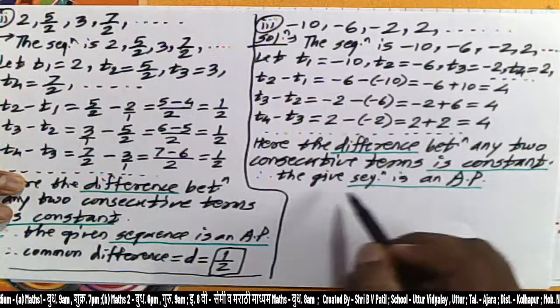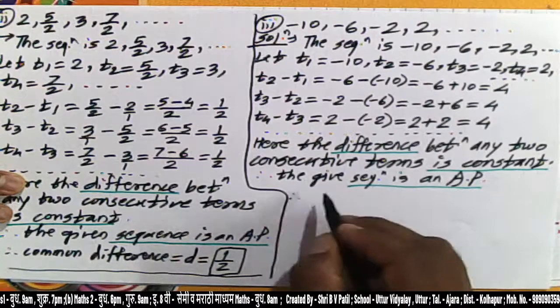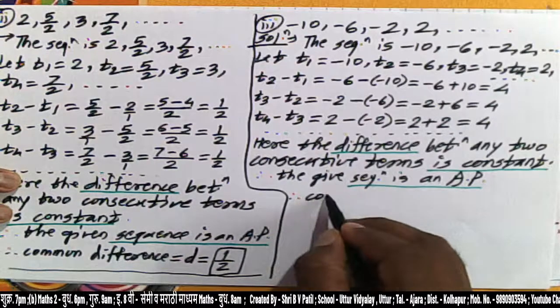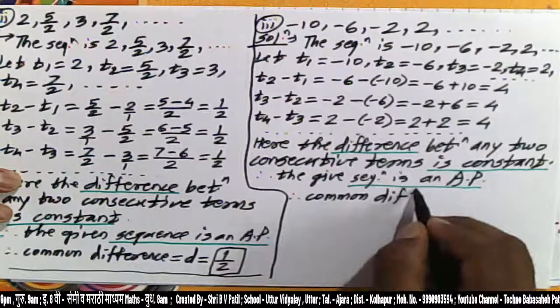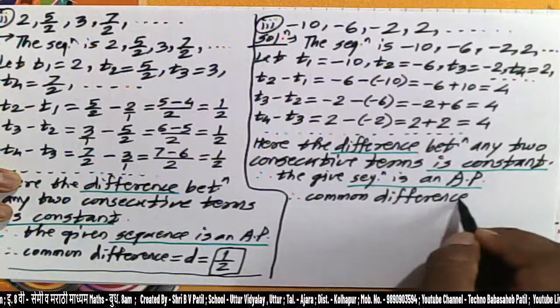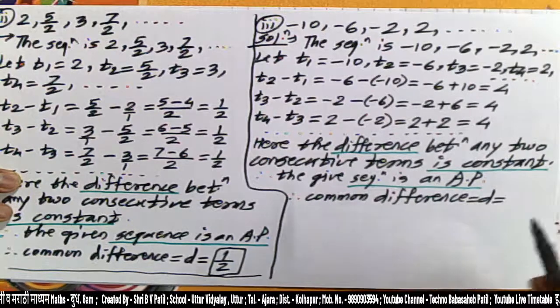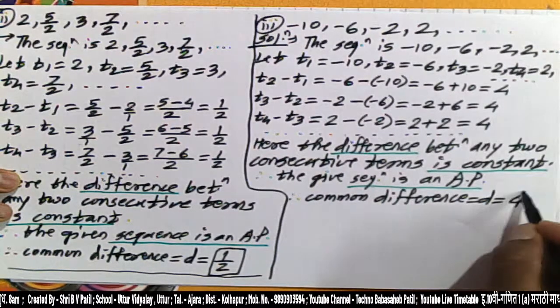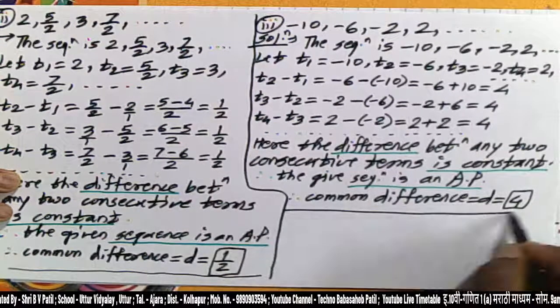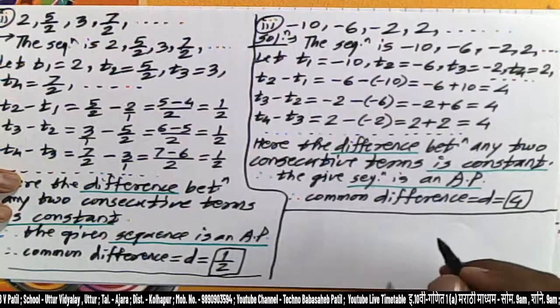If the sequence is an AP, then the question asked is the common difference, that is D. The common difference is similar here, that is 4. In this way we can solve that example.